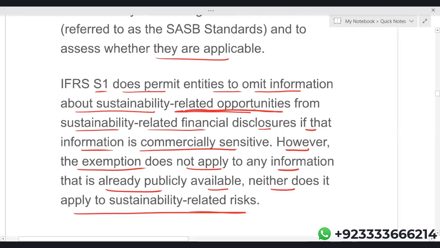So S1 does permit entities to omit information about sustainability-related opportunities from sustainability-related financial disclosure if that information is commercially sensitive. But if it is already public, then you cannot hide it. And plus, if there is any information which relates to sustainability-related risk, you cannot omit that.